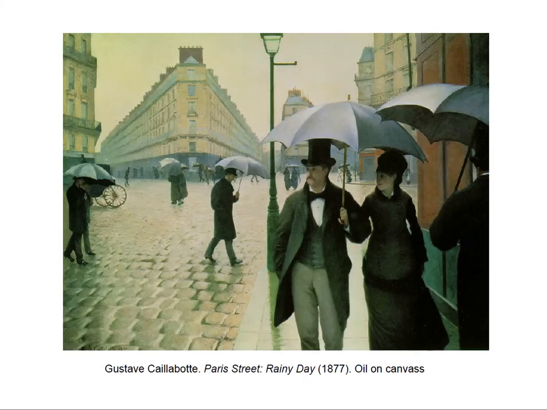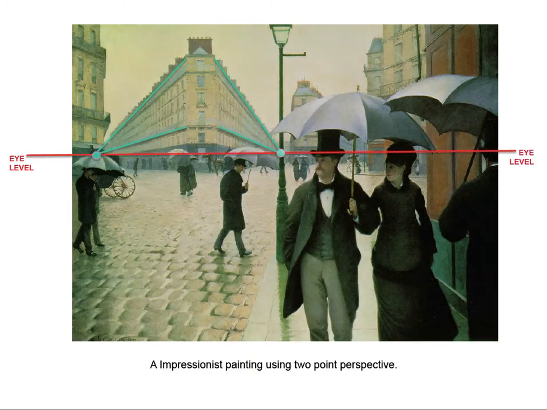Now fast forward a few hundred years to Paris. And during the mid-1800s to early 1900s, there's a group of artists working in a style that later becomes known as Impressionism. And in this example by Gustave Caillebotte, you can clearly see in the background a city building that is utilizing two-point perspective. You can see where the eye level is established and where the vanishing points would be in relationship to this building.